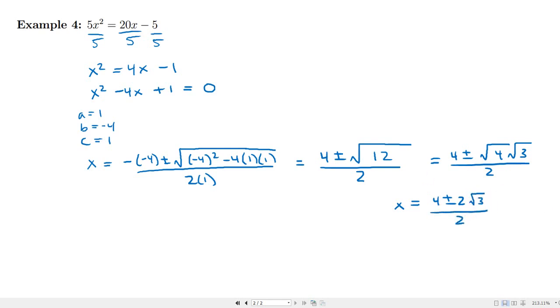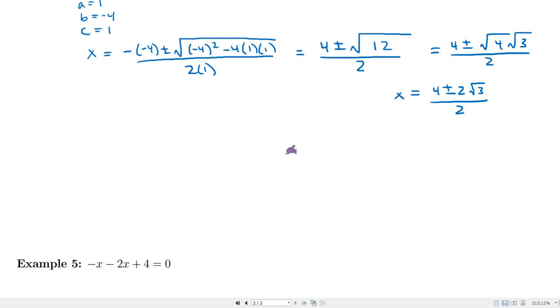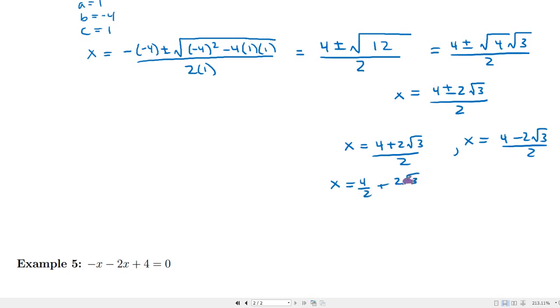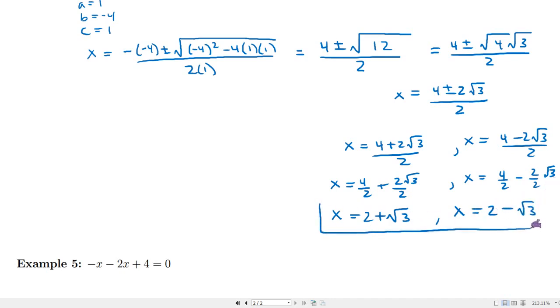And now we can write out our two solutions. So what are we going to have here? So we will have x is 4 plus 2 root 3 over 2, and x is 4 minus 2 root 3 over 2. And this simplifies, right? Because I could divide both of these by 2, like 4 over 2 plus 2 root 3 over 2. x is 4 over 2 minus 2 over 2 root 3. And this is 2 plus 1 root 3. So root 3. And x is 2 minus 1 root 3. So that's root 3. And so we have actually 2 plus or minus root 3 as our solutions.